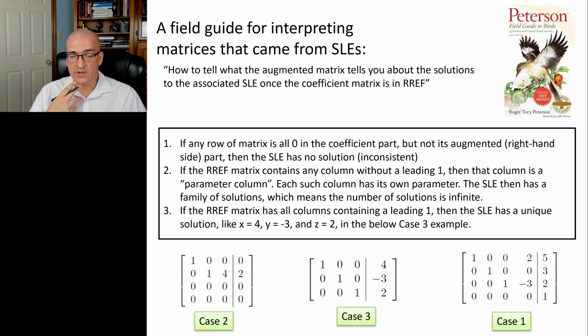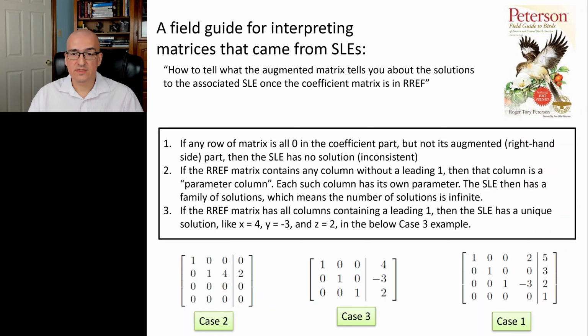We have a case where you get a unique solution. So unique solution would be where every column has a leading one. And that's it. If you have a leading one for every single column, then your solution is unique.